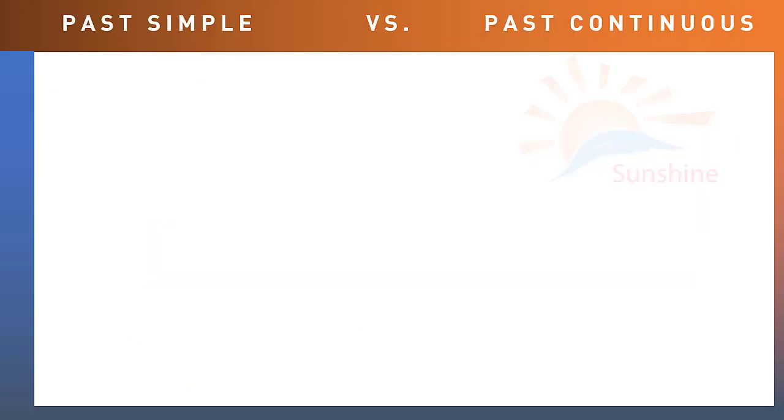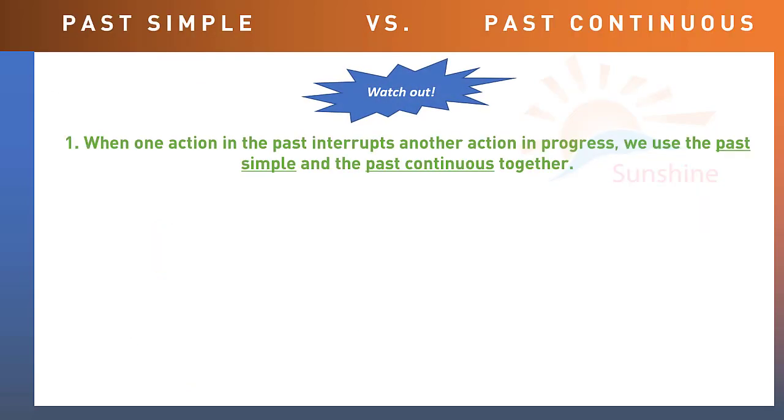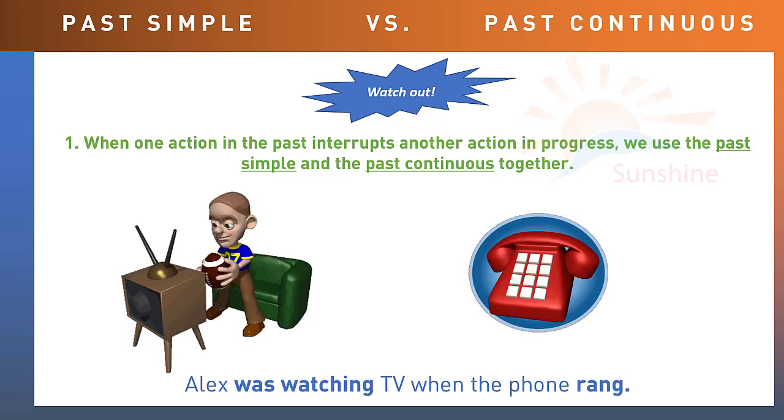When one action in the past interrupts another action in progress, we use the past simple and the past continuous together. For example, Alex was watching TV when the phone rang.